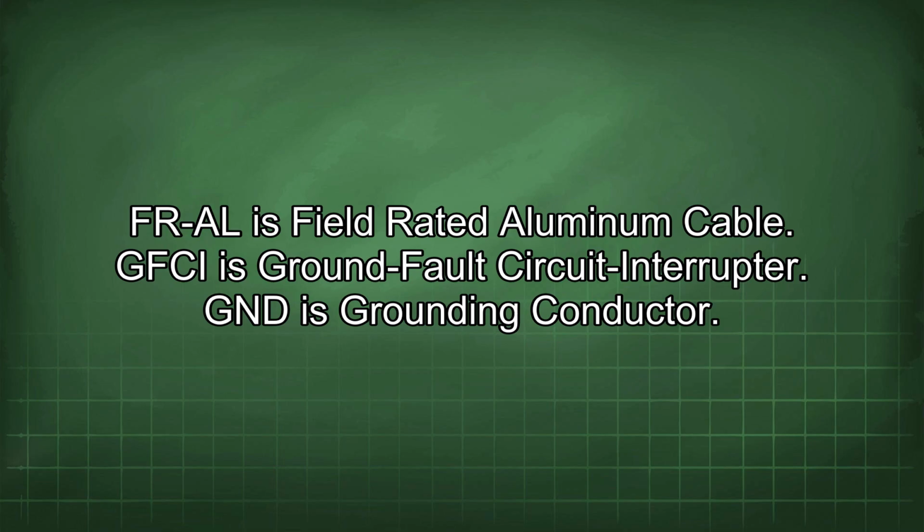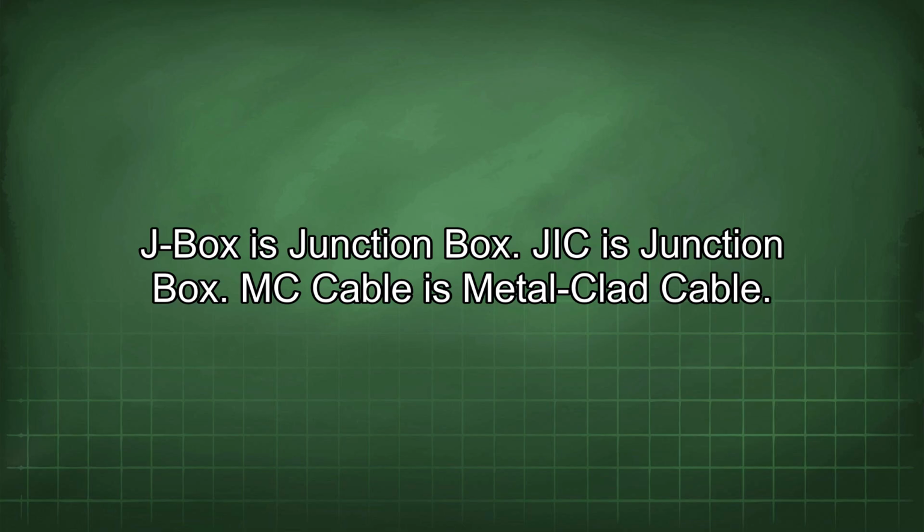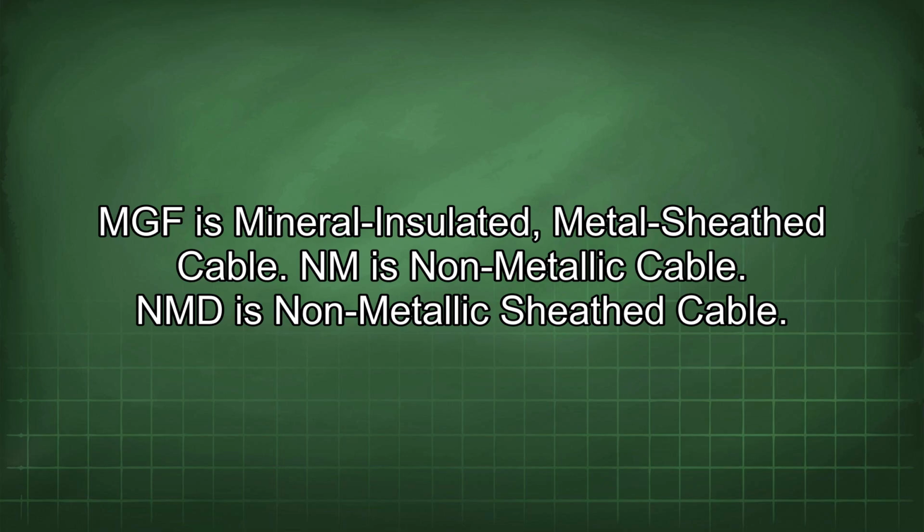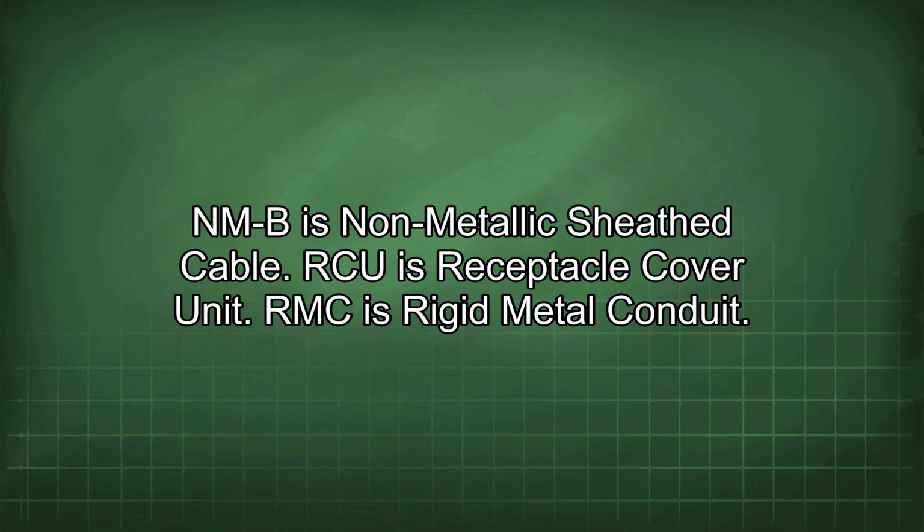GND is grounding conductor. J-box is junction box. JIC is junction box. NC cable is metal clad cable. NGF is mineral insulated metal sheath cable. NM is non-metallic cable. NMD is non-metallic sheath cable. NMB is non-metallic sheath cable. RCU is receptacle cover unit.